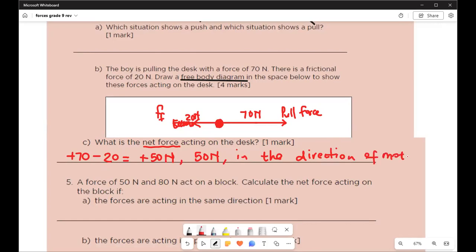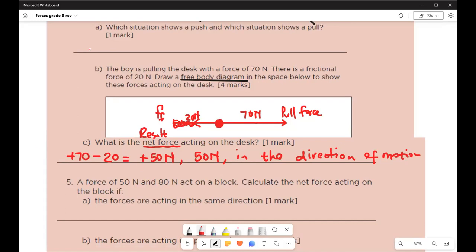When you give a force, you always give the direction. We call this a vector quantity. A vector quantity, you always give direction. If your final answer was negative 30, you say 30 in the opposite direction of motion. The other term they'll use is resultant force. So net force or resultant force is the sum of all forces acting on an object. Let's go to number 5 now.